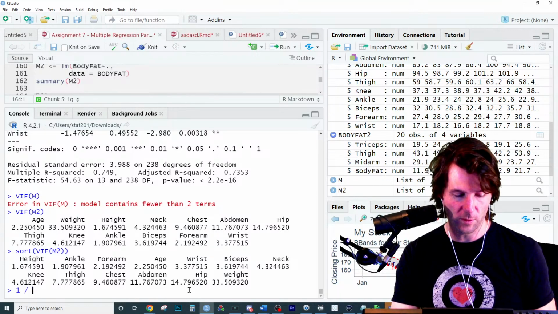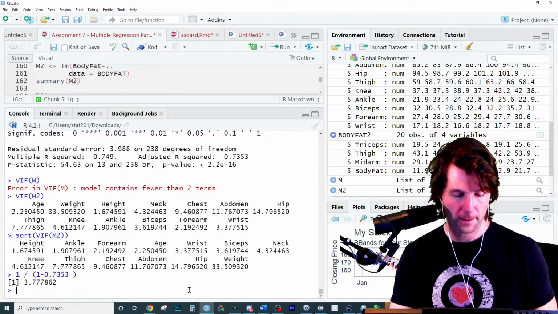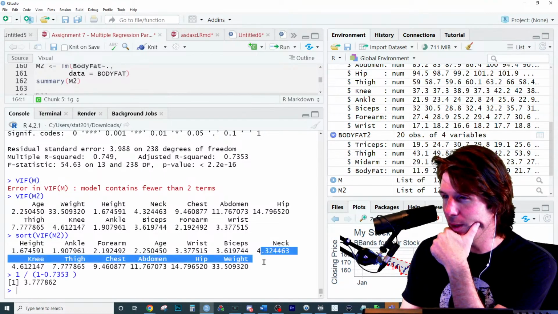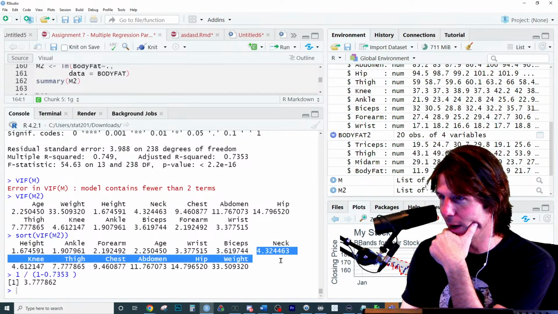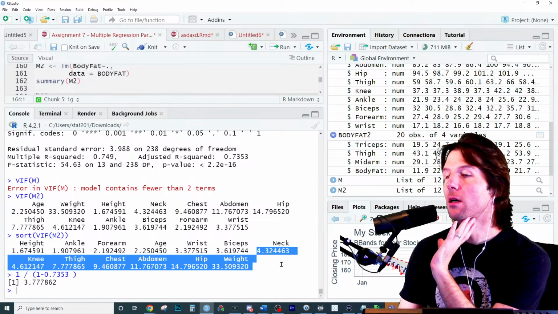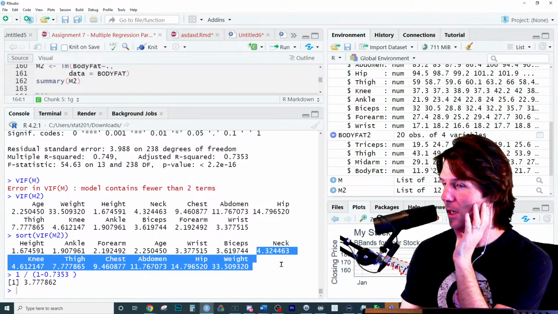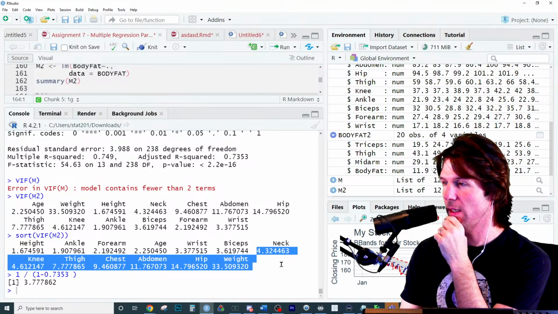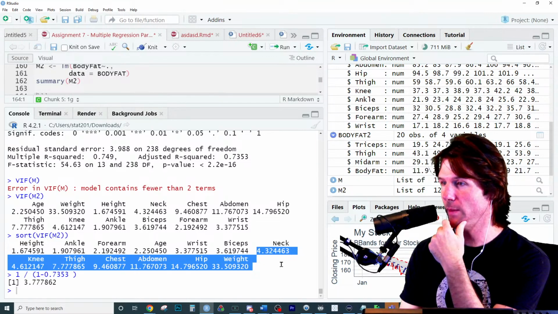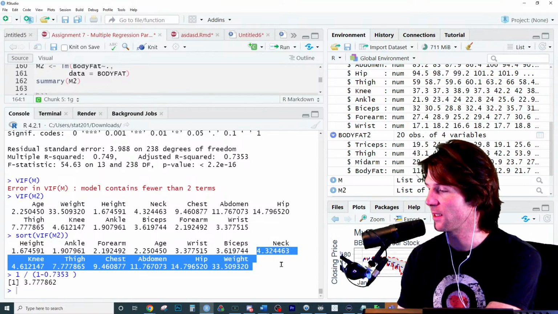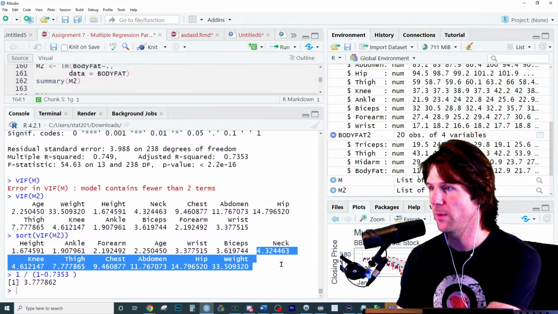1 over 1 minus r squared of the model. 3.77. So we have these many variables right here with too high variance inflation. So everything from neck and on. And does this invalidate the model, Meath? Is the model done? Are we saying, nope, can't use this model? This is the last thing I'll say on this, and we'll do I. No, it doesn't invalidate the model.